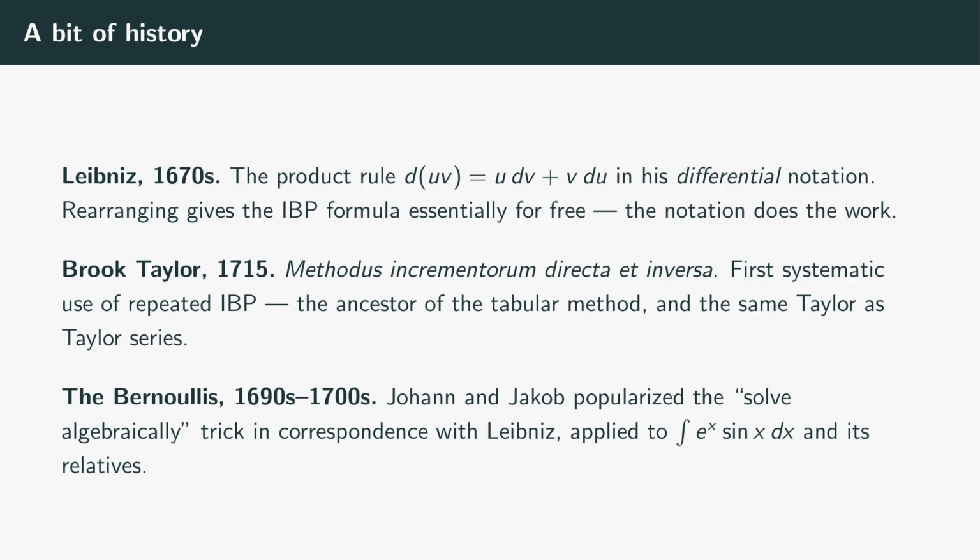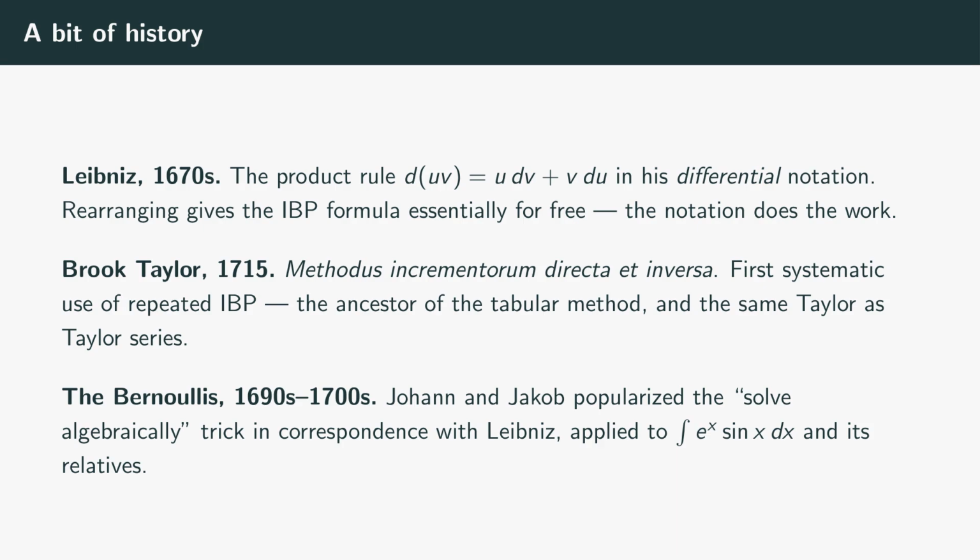A moment of history. The integration by parts formula is, as we just saw, a one-line rearrangement of the product rule. So in some sense, Leibniz had it from the moment he wrote down differentials in the 1670s. His notation, the differential of uv equals u dv plus v du, is already begging to be rearranged. Once you write it that way, the integration by parts formula is sitting one step away, and the notation makes the step look like algebra rather than calculus. That's part of why Leibniz's notation won out over Newton's dot notation, which makes the same rearrangement look much weirder.